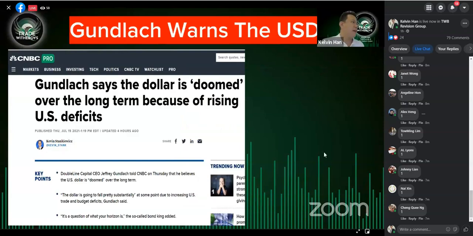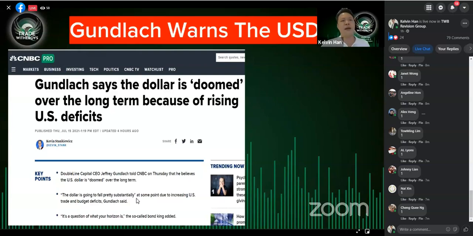Here we go. Gundlach says that the dollar is doomed. Now this is the so-called bond king saying this, over the long term because of the rising US deficit. Double Line Capital CEO Jeffrey Gundlach says that the US dollar is doomed over the long term and it will be falling substantially.